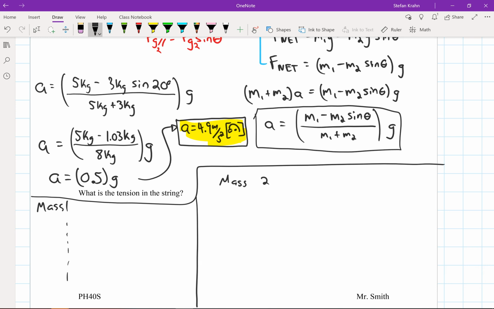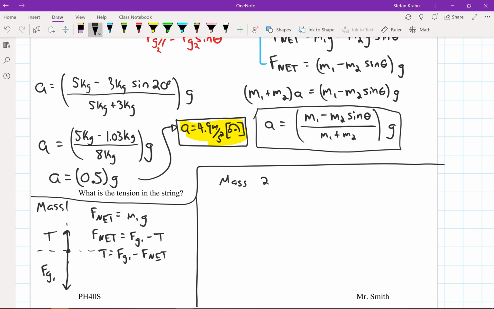Okay, mass 1 is hanging. So I got the force of gravity on mass 1, and I have a tension force counteracting that. Now again, my net force is going to be mass 1 times g, and another way of writing my net force is my force of gravity 1 minus tension. I rearrange this for tension, and when I do that, I'm going to get my force of gravity on 1 minus my net force.